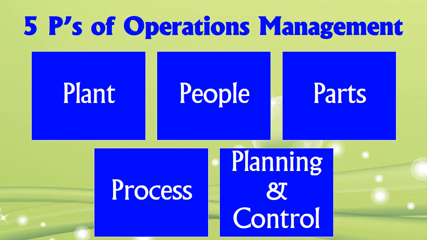Then is parts, which includes various components or spare parts that are required for converting the input of raw materials into output. Then is the process, which includes the technology, methods, various tools and the machines involved. And last is planning and control. This last P includes the management information system, which helps in production planning and control of this whole system. So these five P's are very important for the successful running of an operations management system.